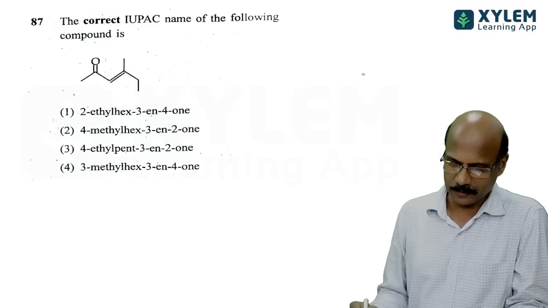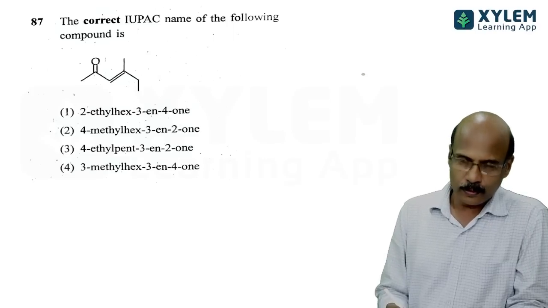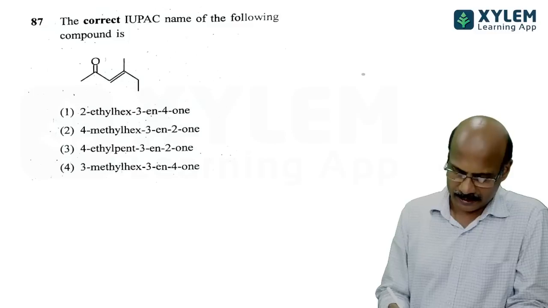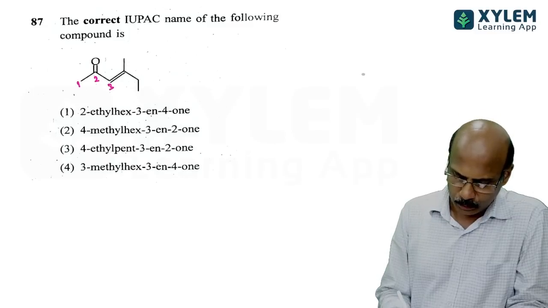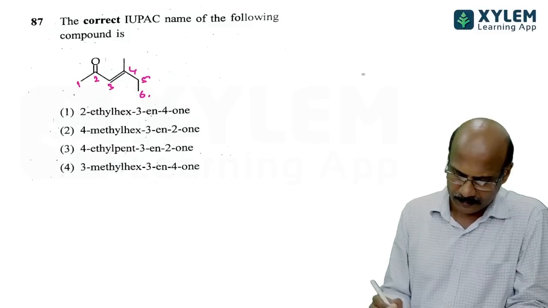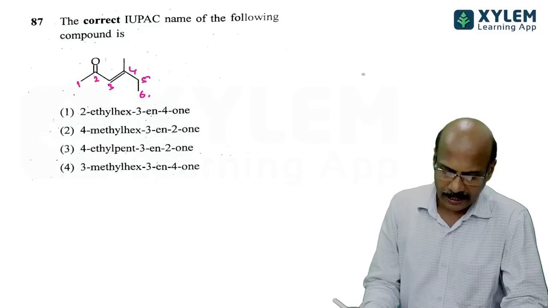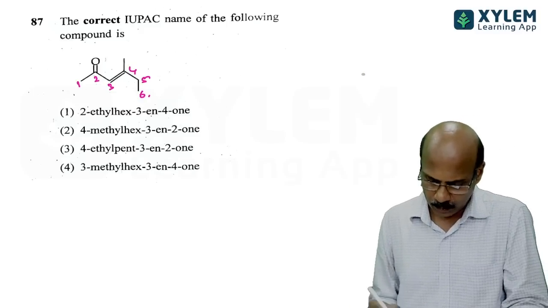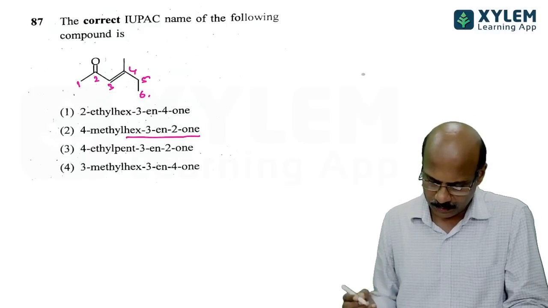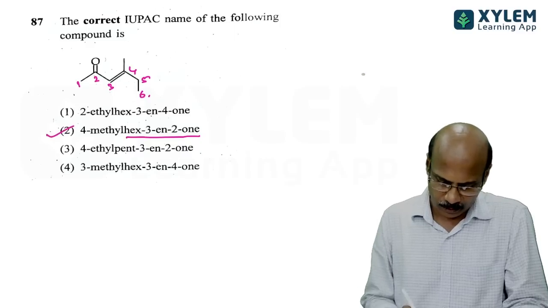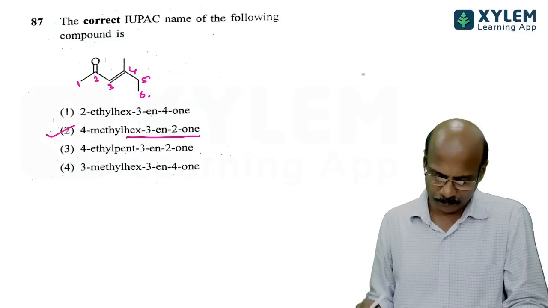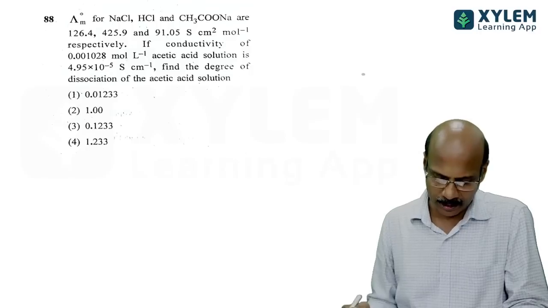Question asks to find out the IUPAC name. You know, keto group possesses highest priority. So 1, 2, 3, 4, 5, 6. It is hexane, hex-3-en-2-one. Hex-3-en-2-one is given here. So the correct option should be option 2. There is a methyl group in the fourth carbon.